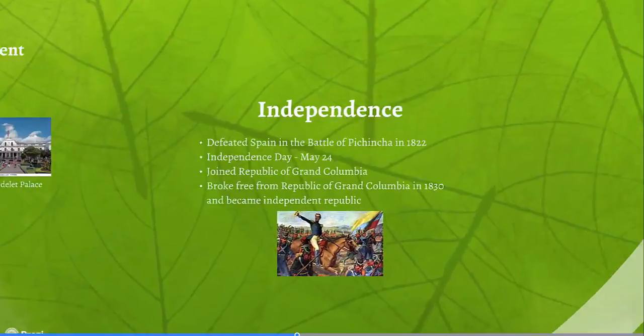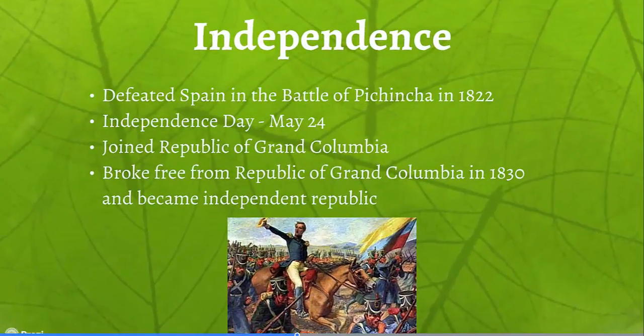Government. On May 24, 1822, Ecuador gained its independence by defeating Spain in the Battle of Pichincha. Ecuador then joined the Republic of Gran Colombia, but ended up breaking free from the Republic only 8 years later in 1830. Although Ecuador gained independence on May 24, August 10th is recognized as Independence Day because that was the date their Declaration of Independence was written and was the foundation of Ecuador's fight for independence.